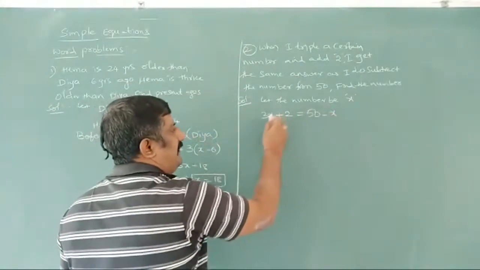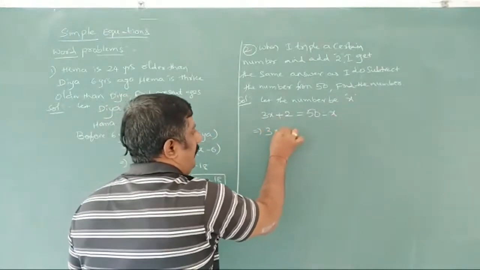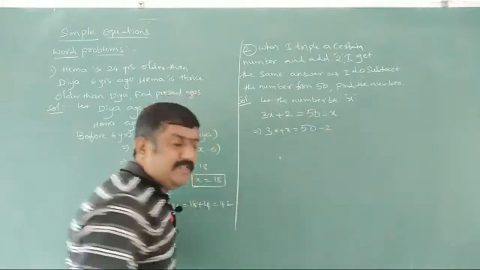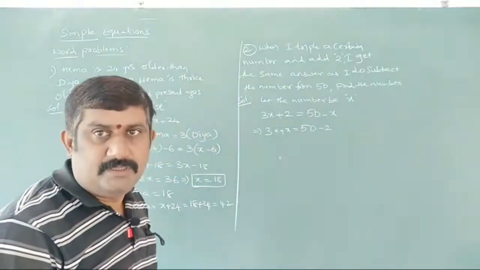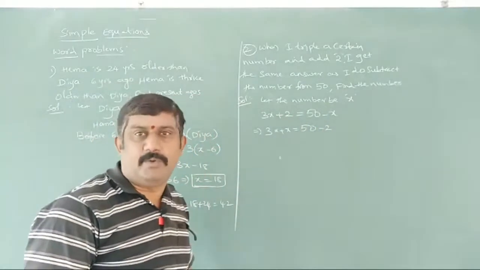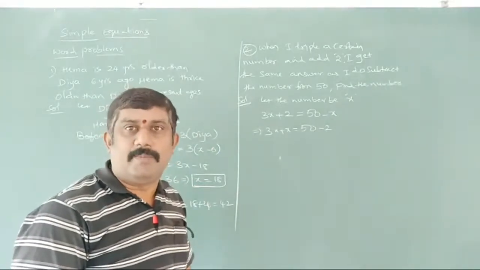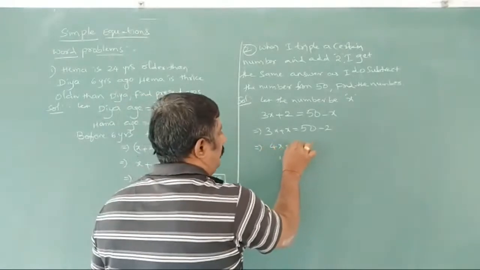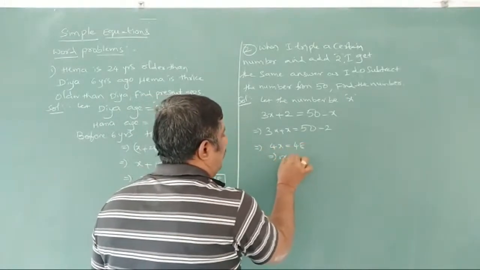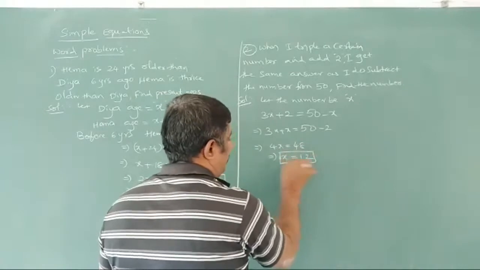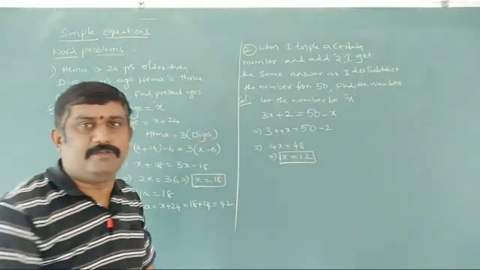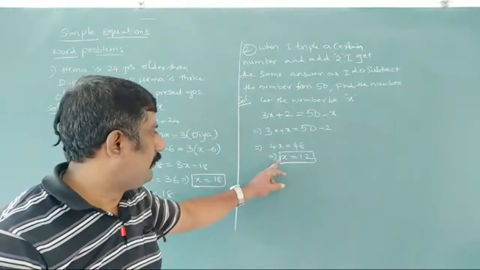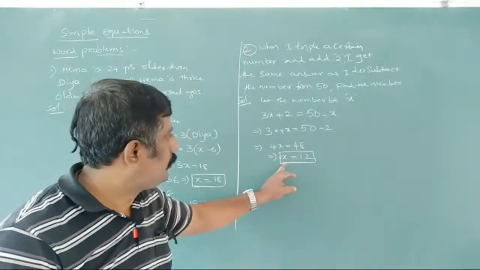So simply transpose x here. 3x plus x is equal to 50 minus 2, as 2 transposed to that side becomes minus 2. Reverse operation. Whenever we are transposing one number to another side, automatically the operation will be reversed. So 4x is equal to 48 and x is nothing but 12. So x is equal to 12 we are getting here.